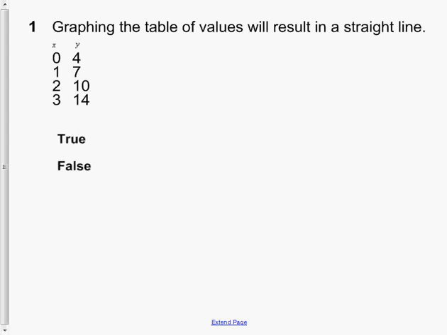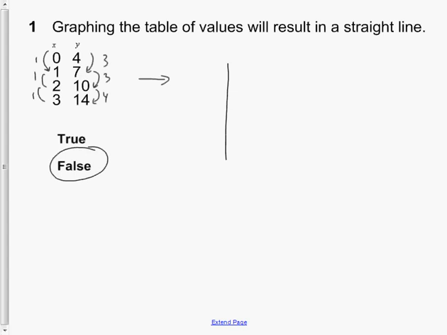So without having to actually graph it, if I look here and I see the difference is 3, and the difference is 3, and the difference is 4, and here the difference is 1, 1, and 1, in order for it to be linear, the differences between all of the points in the y column and the differences between the points in the x column must be the same. So because we go 3, 3, and 4, I can say that this is not linear, and I can put false.